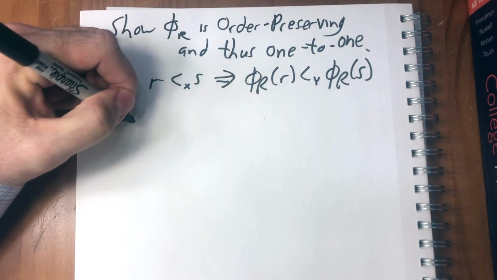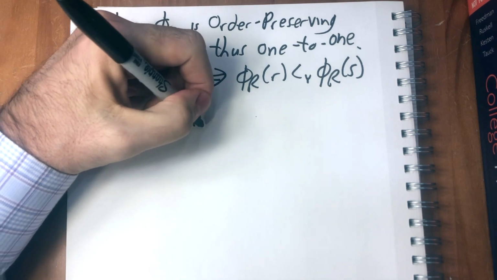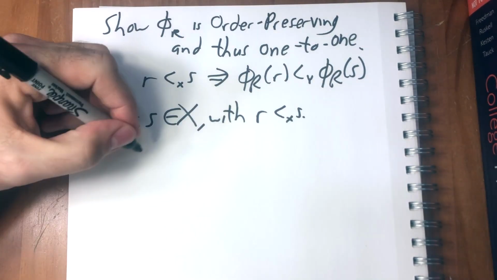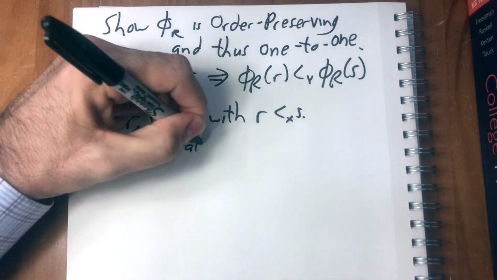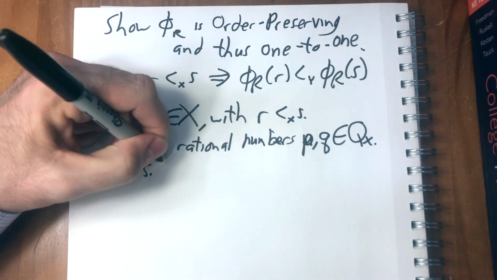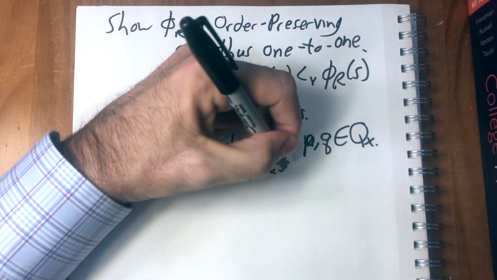Okay, so assume that r and s are real numbers in X with r less than s. So now we can choose rational numbers p and q such that r is less than p is less than q is less than s.